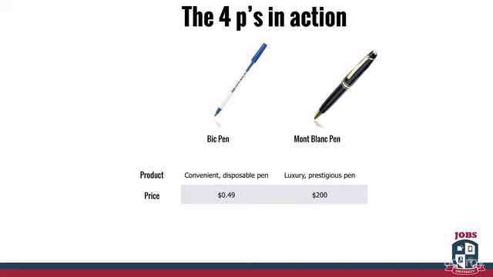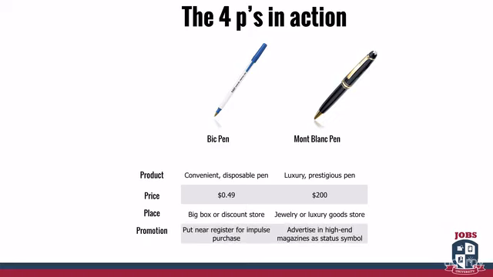The Mont Blanc pen can sell for $200, whereas the Bic pen is $0.49. And they're sold in different places. So the Bic pen is sold in big box or discount stores, whereas the place that a Mont Blanc pen would be sold is a jewelry or luxury goods store.